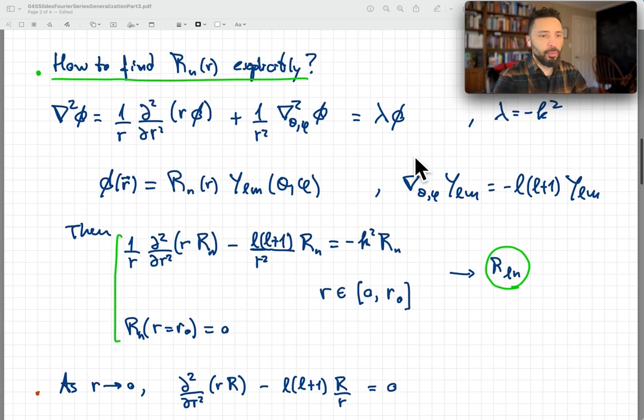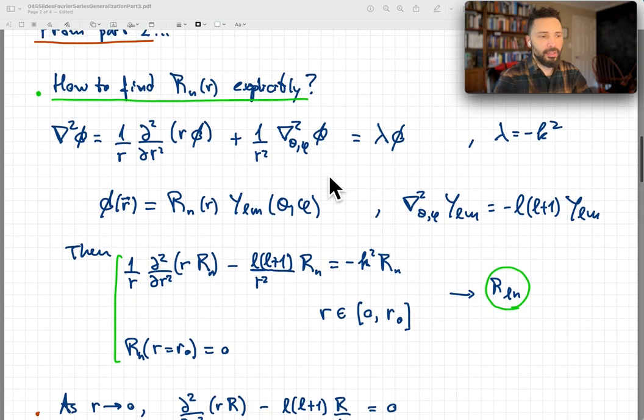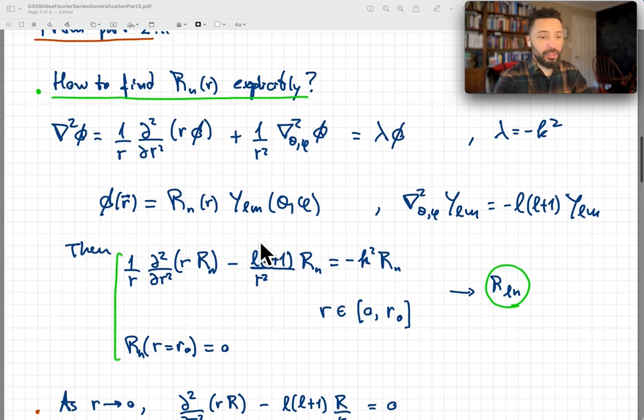And here we replace lambda with minus k squared. We have an argument why we only care about negative values of lambda given the exponential dependence of the solution with respect to time. And so we put a minus sign there, and k is something that we haven't figured out what it is yet.